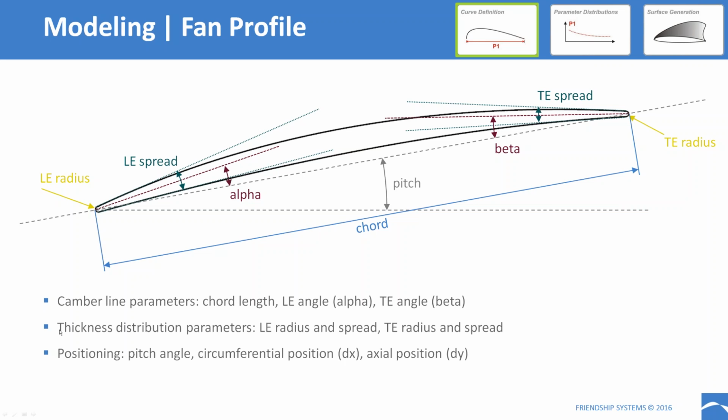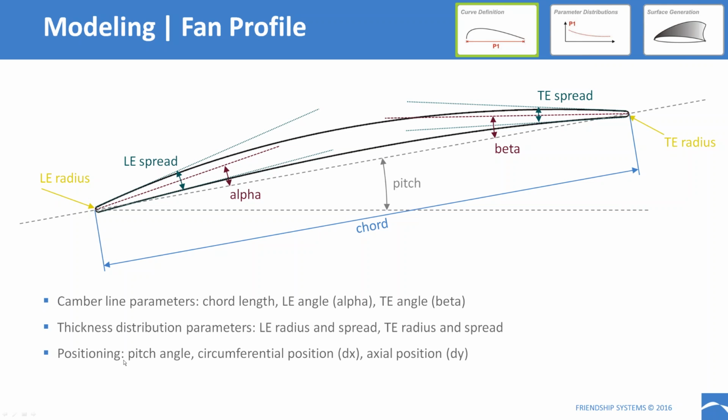Furthermore, we have parameters that control the thickness distribution along the profile. So we have the radii at the leading edge and at the trailing edge. And we have the spread angle, also sometimes called the wedge angle, that describes the shape of the profile between the leading edge radius and the trailing edge radius.